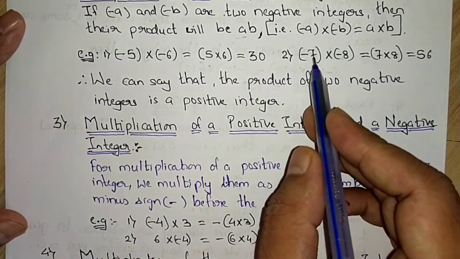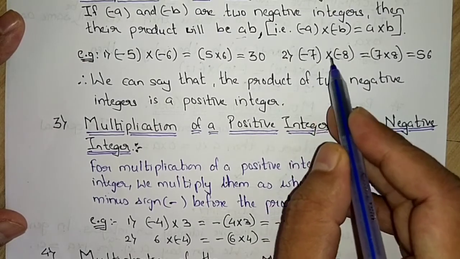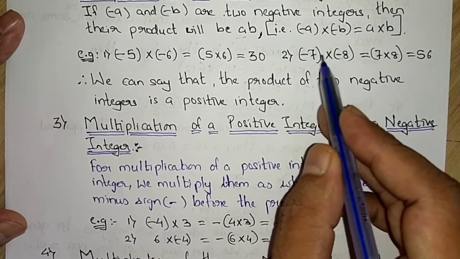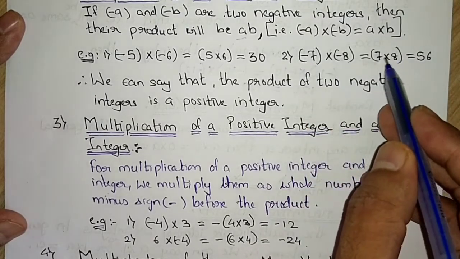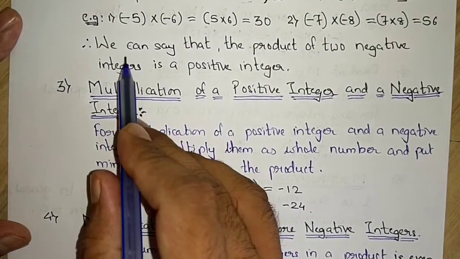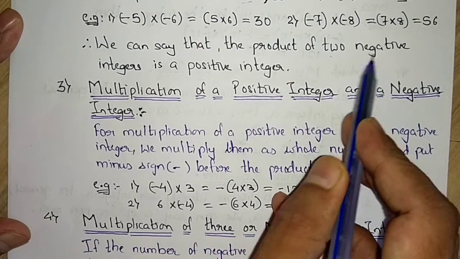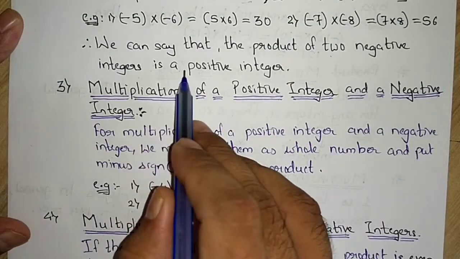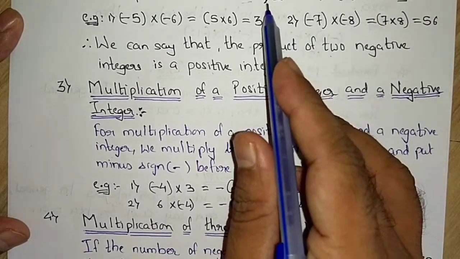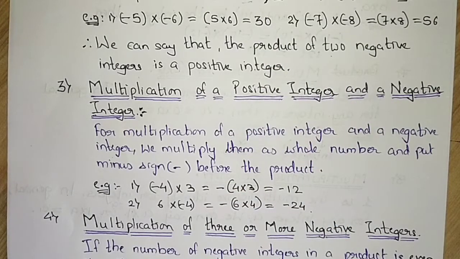Second example, minus 7 and minus 8 are two negative integers. What do we do when we multiply? The minus is removed and we multiply, 7 8s are 56. Therefore, we can say that the product of two negative integers is a positive integer. You can see it is a positive integer. 30 is a positive integer and 56 is a positive integer.